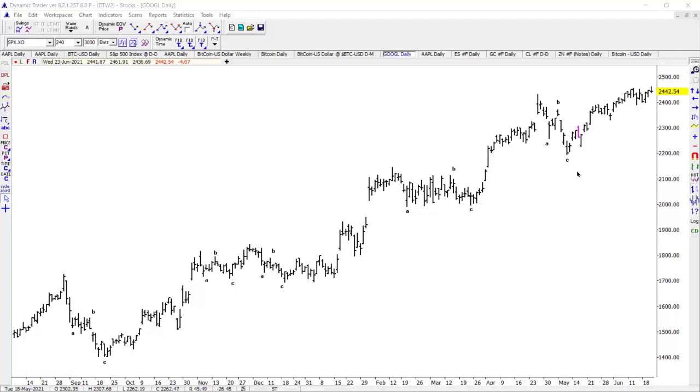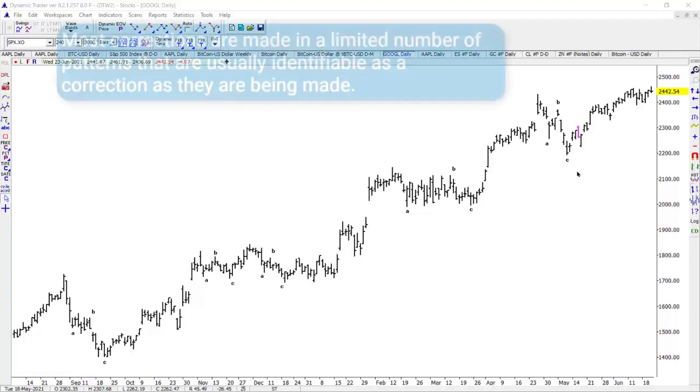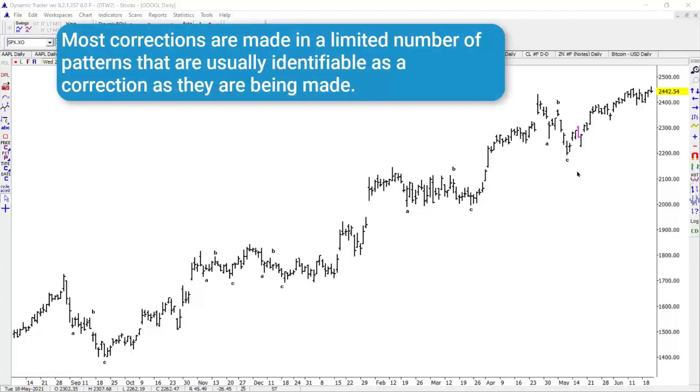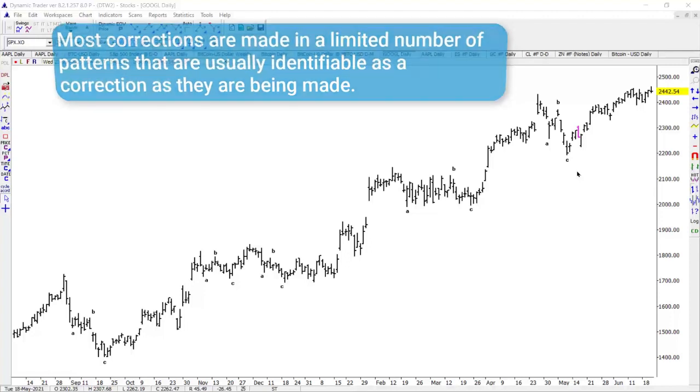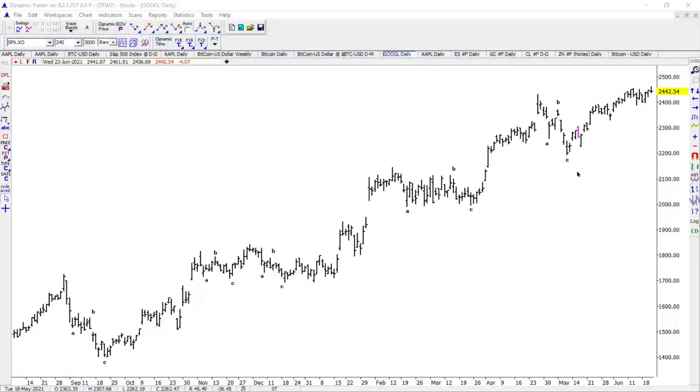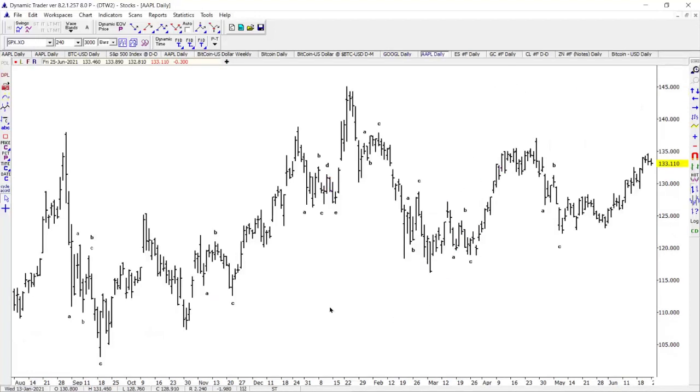Now you might say, oh, this is after the fact. Well, the first thing I'm trying to impress upon you is that most corrections follow all the rules and guidelines for some type of correction, meaning at least 3 sections, which is for an ABC, or more than 3 sections that overlap and are not impulsive waves, are not impulsive trends, but there's some sort of more complex correction with overlaps. Let's look at some more, and then we'll see how we use this information.